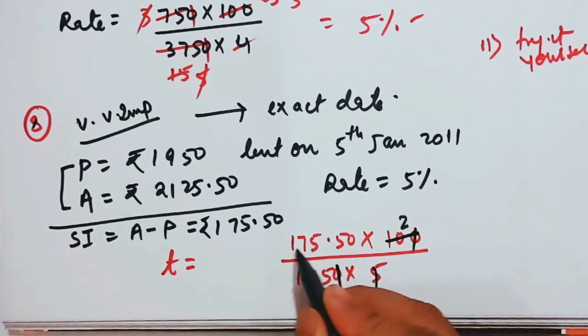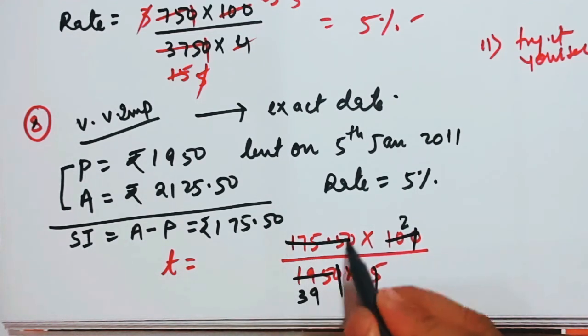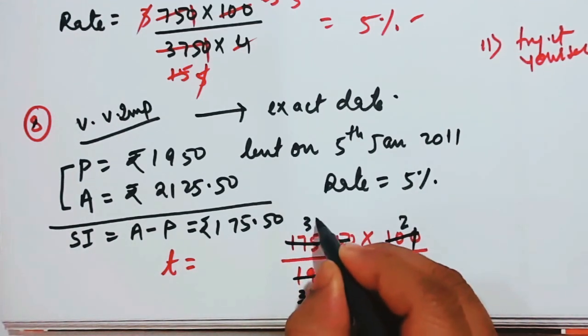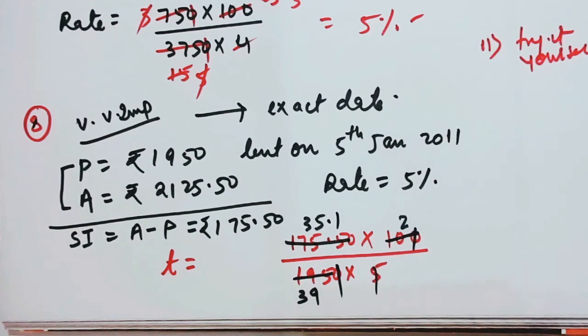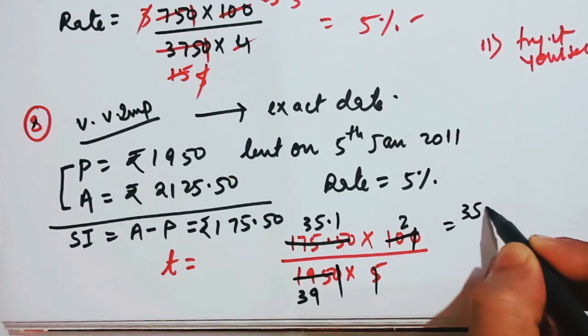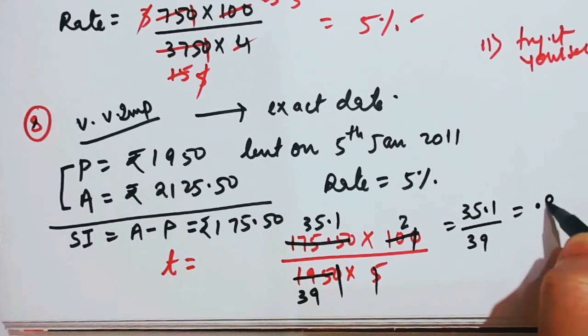195 and 175.5. So what do you think? Should you cancel with 5? Yeah, 5 how many times? 5 3s are 15 and 5 9s are 45. And here you will get how much? 35.1. Now 35.1 divided by 39. 35.1 divided by 39 will give you 0.9.